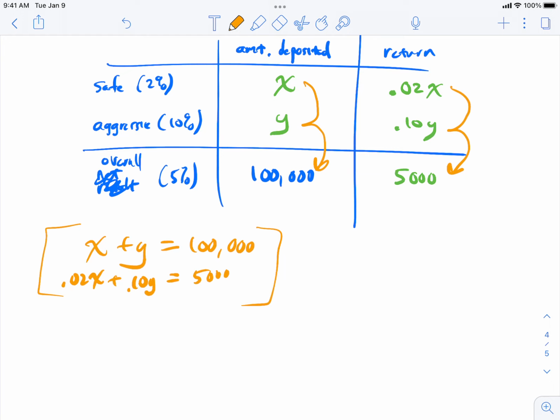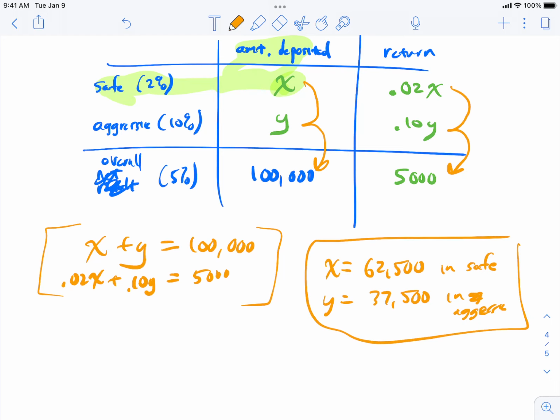So you should get x is 62,500, y is 37,500, and you can always go back to the table if you're trying to remember what x stood for. X stood for how much you're depositing in the safe account. So you can say, okay, in the safe, and this stuff goes in the aggressive. How do you spell aggressive? Something like that. There she blows.